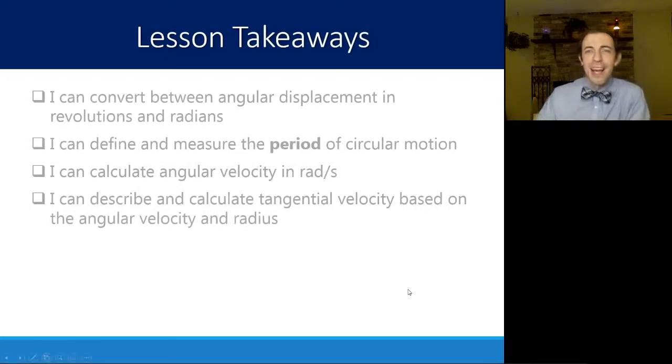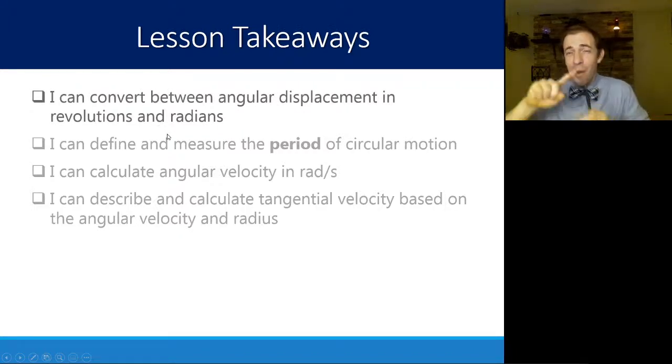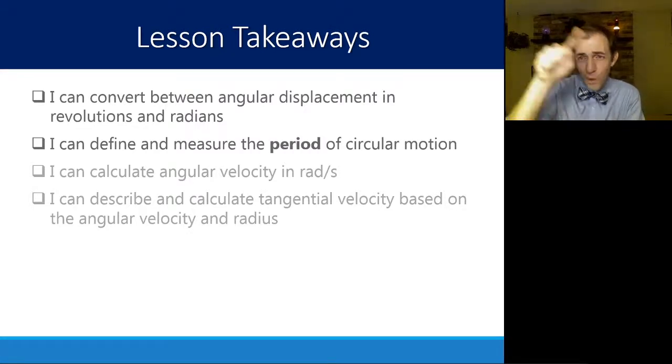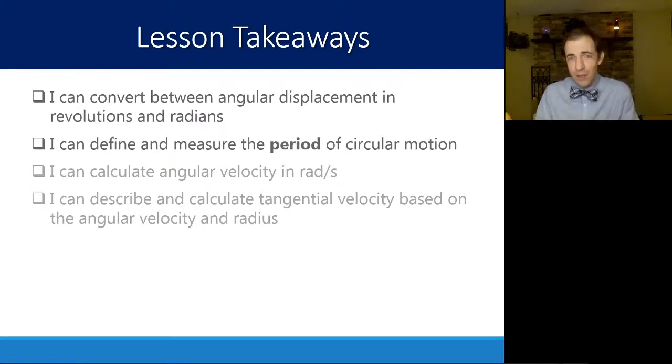So with all of this in mind, you should be pretty confident with a couple different things. You should be able to convert between angular displacement and revolutions, in radians. So the idea that one time around is 2 pi radians. You should be able to define and measure the period, capital T, of circular motion. Just time it as it goes all the way around the circle, and that is the period. Capital T is 1 revolution, lowercase t is just overall time.